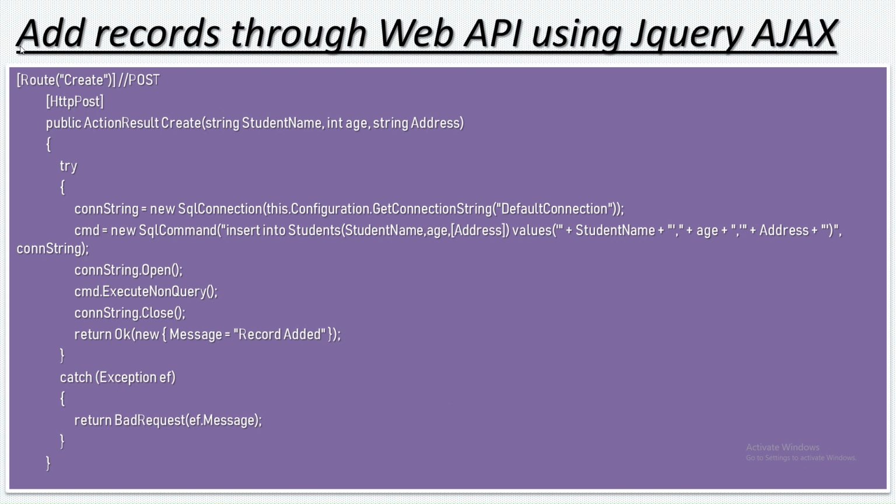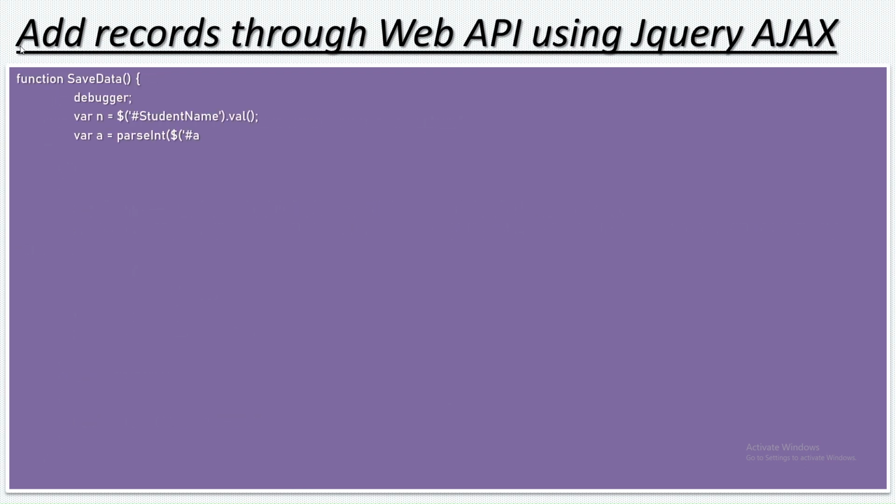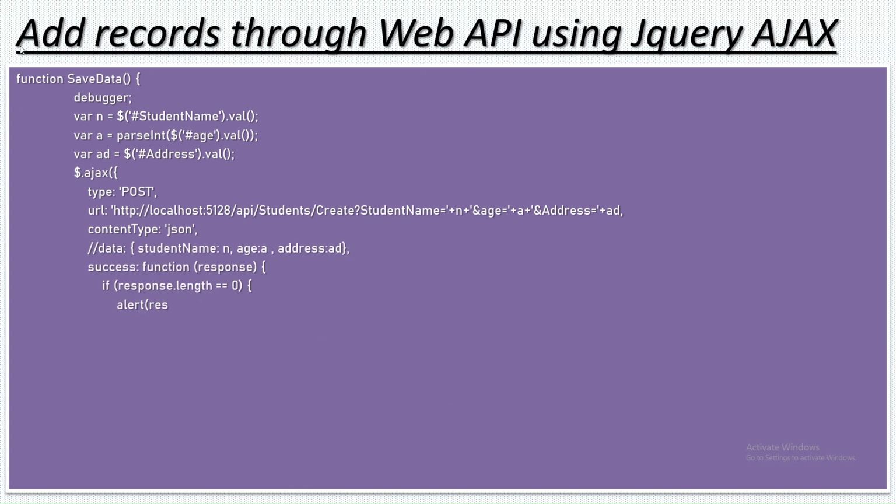Now going on to the front end, we will have a function which will have our AJAX call. So this save data function will be used with a button click to save the data, and this is the post method of AJAX, and we are passing it three parameters, which are the student's name, age, which is an integer, and address, which is the address of the student.